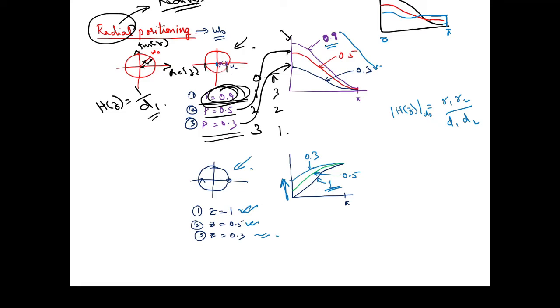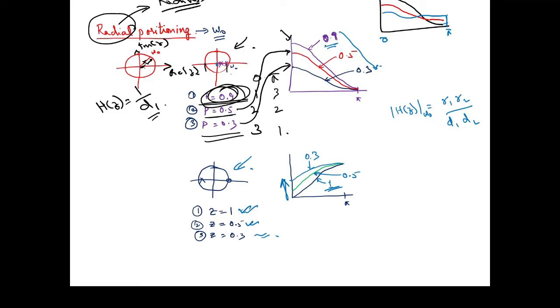Okay, so in either of the cases, whether you want to place a pole or a zero across the radial positioning, what would happen? The frequency response would be enhanced if you place the pole and the zeros nearer to the frequency axis, and as you move these poles and zeros away, there would be an inverse effect on the response. Okay, so placing a pole nearer to the frequency axis will enhance the gain of the system, while placing a pole away from the frequency axis will reduce the gain of the system.